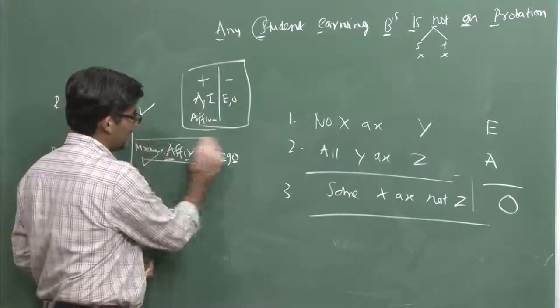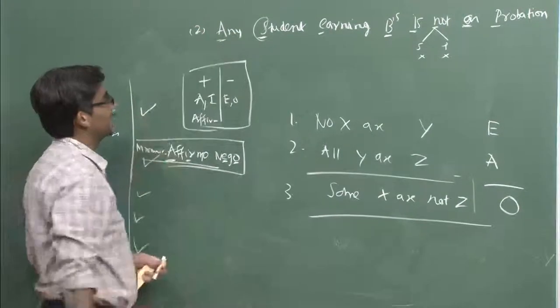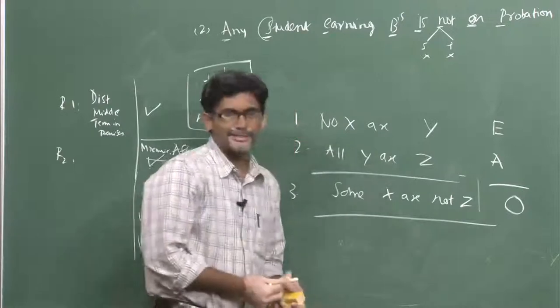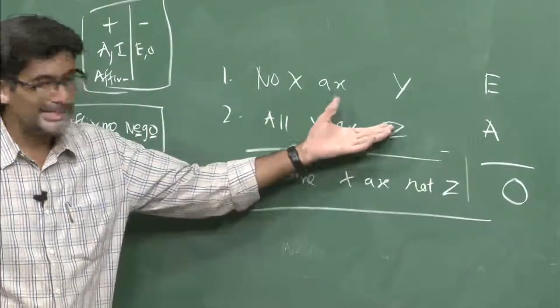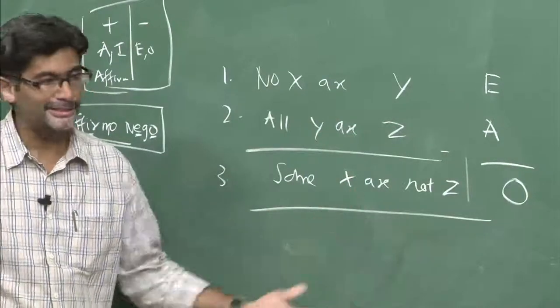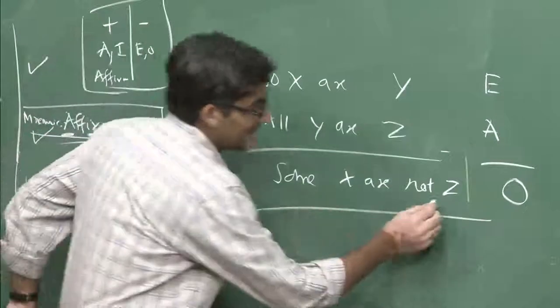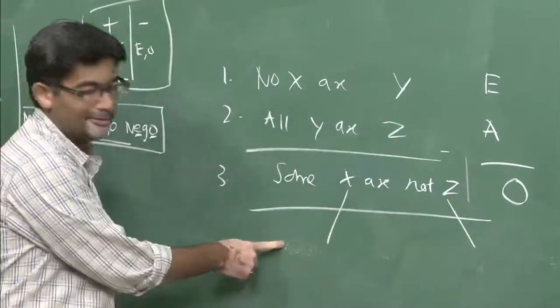So we use this mnemonic, and the other mnemonic which is quite useful for us is this particular one. Okay, so now it appears that at least one of the premises is negative and the conclusion is also negative, so the third or fourth rule applies. Now the first thing we need to find out is what is the predicate and what is the subject of your conclusion.